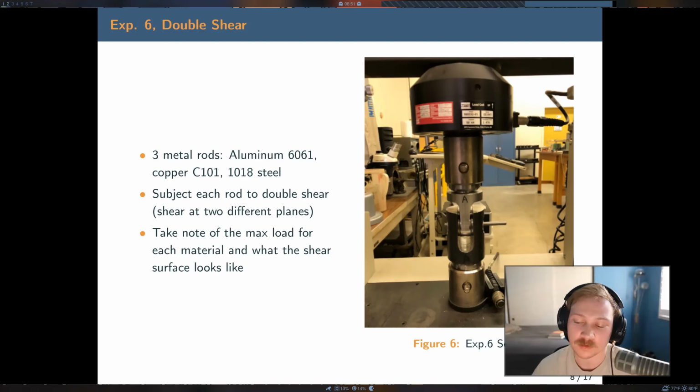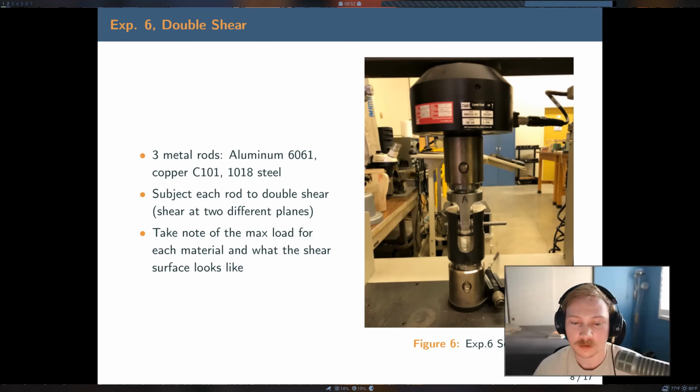copper C101, and 1018 steel. You see that we have a little rod here, and we're going to apply force down. We're going to break this via shear, along two different planes. We have one plane right here and one plane right here, so we're going to shear that rod in two different spots. We're going to measure the maximum load that each rod can handle, and then look at the fracture surface, just like we did with the Charpy impact test.